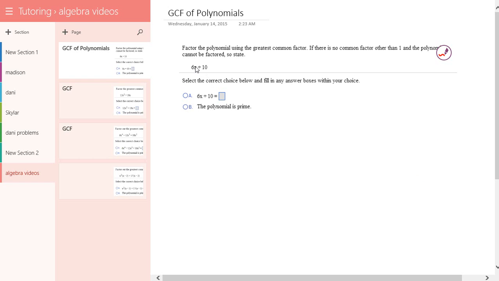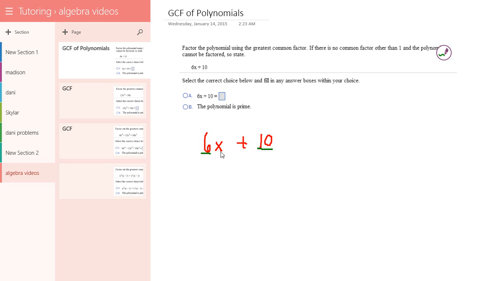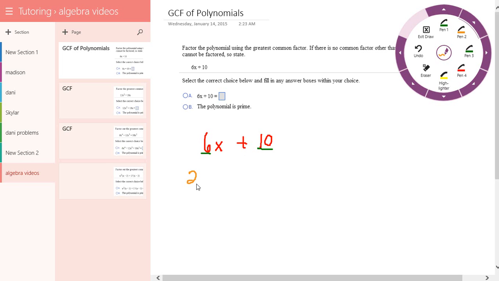So to factor the polynomial using the greatest common factor, you will want to find the greatest common factor of 6x and 10 and factor that out. That means you would find the greatest common factor of 6 and 10 and the greatest common factor of the variables. In this case, there is no variable x with the 10, so we just need to find the greatest common factor of 6 and 10, and that is a number that goes into both 6 and 10, and for our purposes, that number is 2.